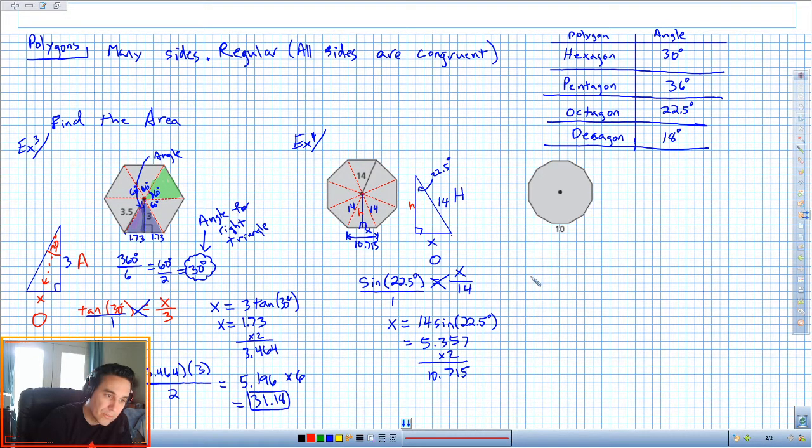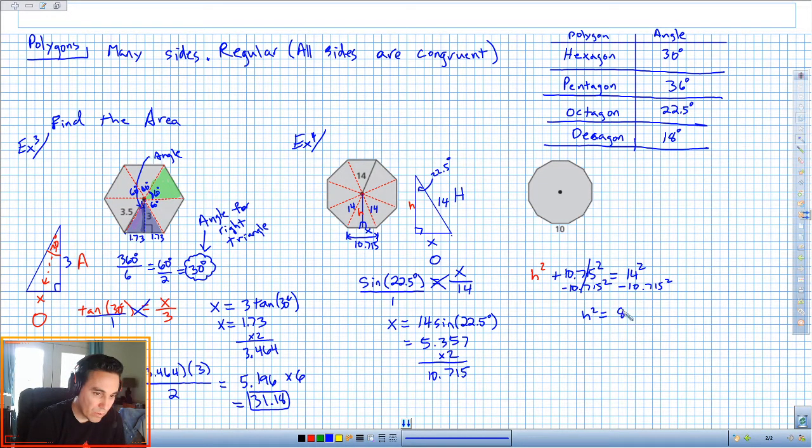So here we go. I'm going to do h squared plus 10.715 squared equals 14 squared. Remember, this is the hypotenuse over here. So subtract this one over to this side. So I'm doing the Pythagorean Theorem, and we get h squared equals 14 squared minus that big ugly answer squared.